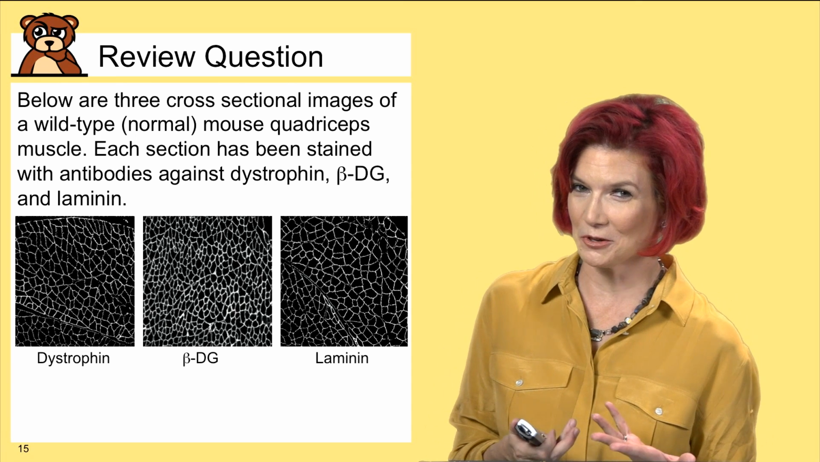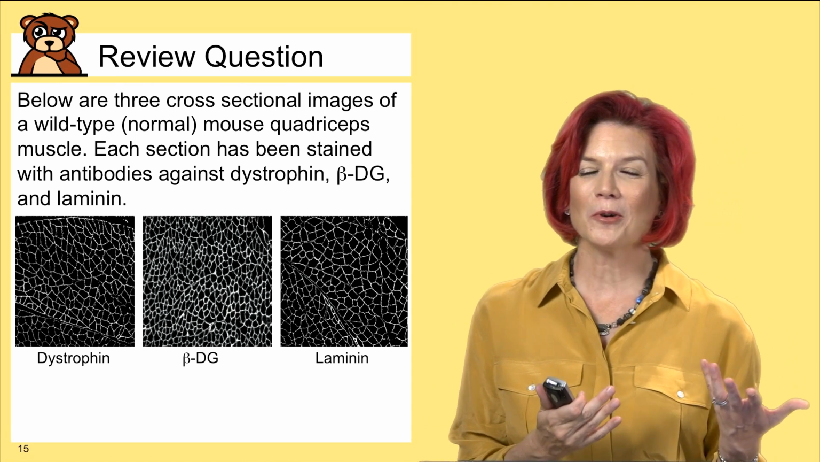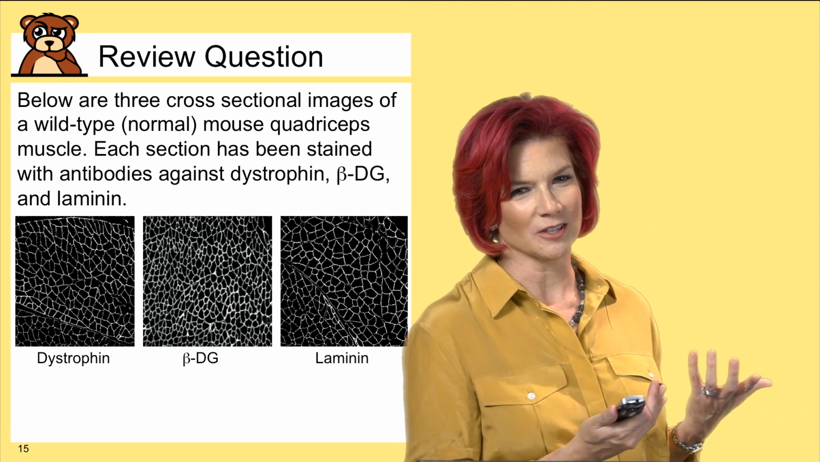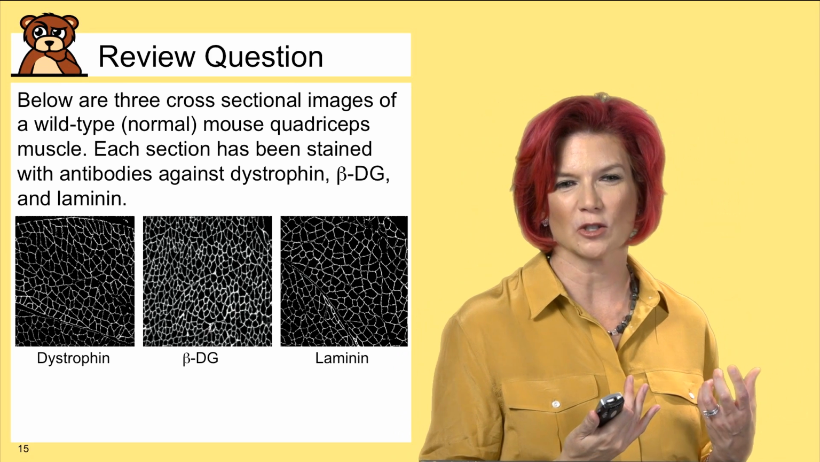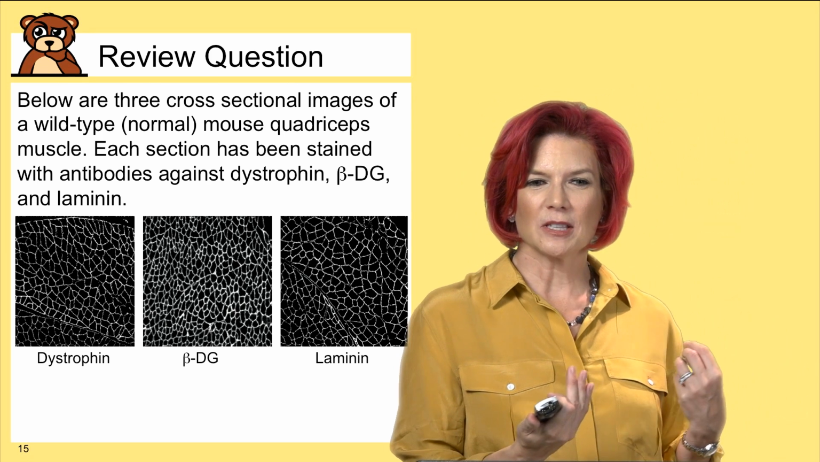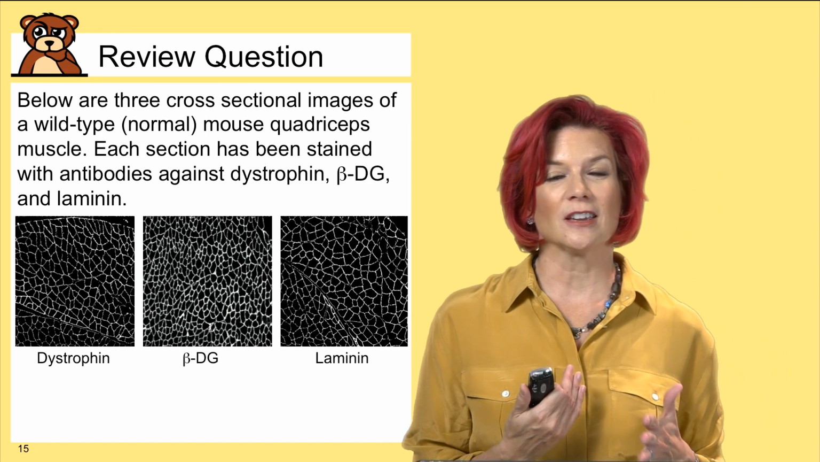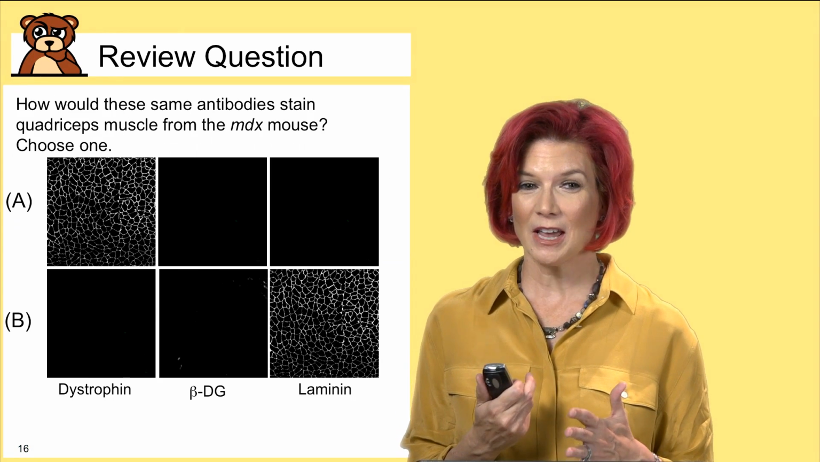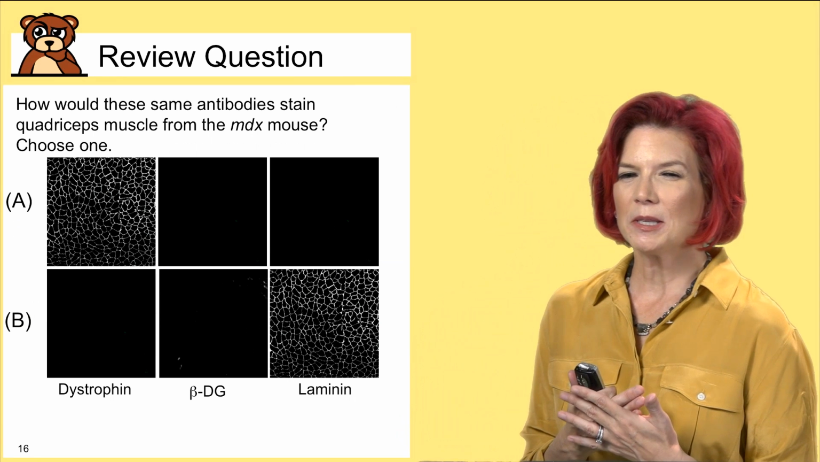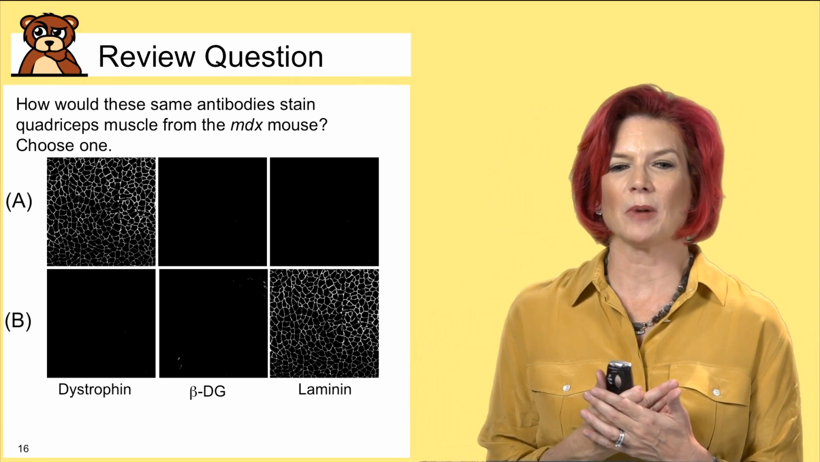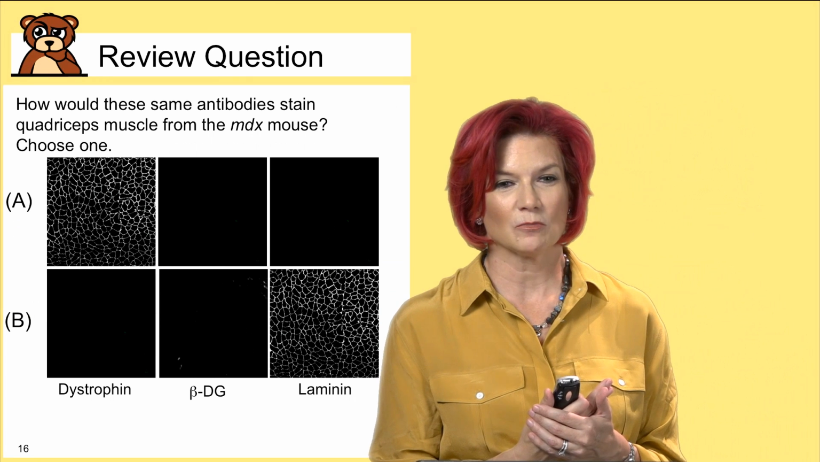So, we have a review question for you. Below are 3 cross-sectional images of a wild-type, normal mouse quadriceps muscle. And this section has been stained with antibodies to dystrophin, beta-dystroglycan, and laminin. Now, how would these antibodies stain a quadriceps muscle from the MDX mouse? Choose one.